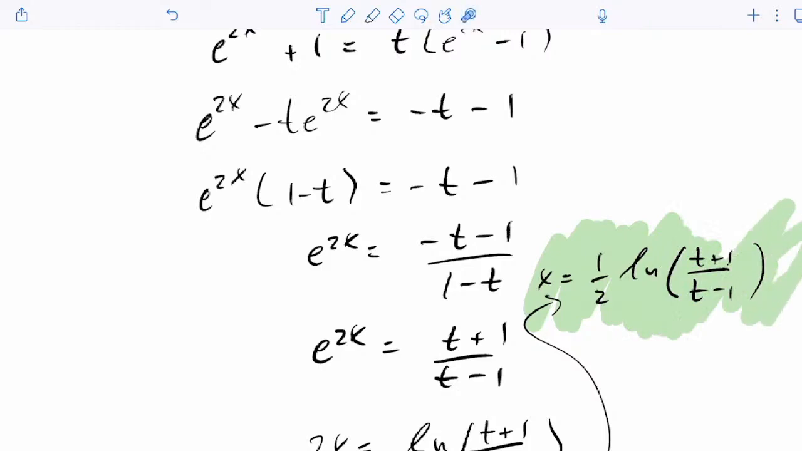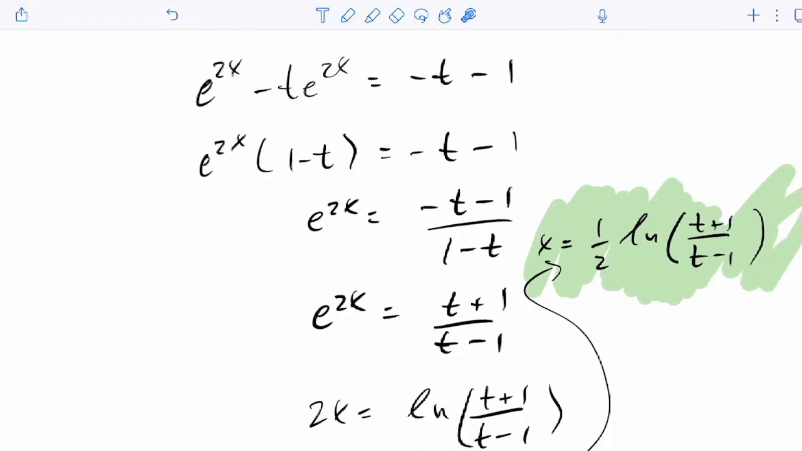Isn't it a 2? Yeah, when you divide out, it's a 2x, but then you have to divide by 2. So it becomes a half.